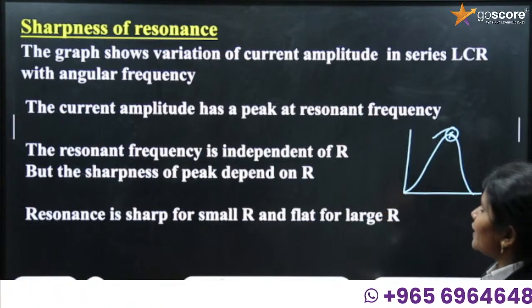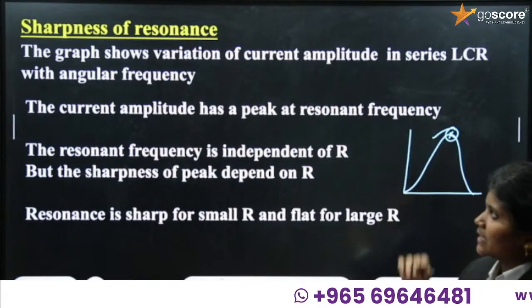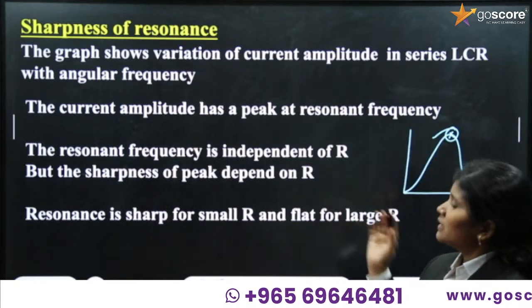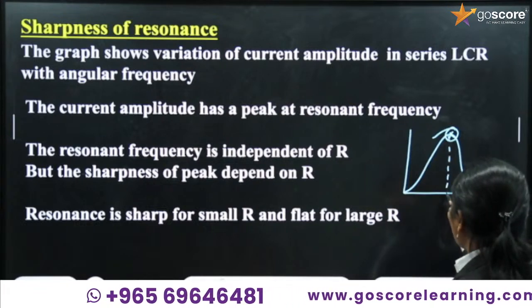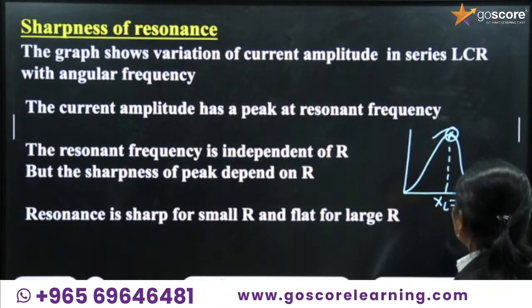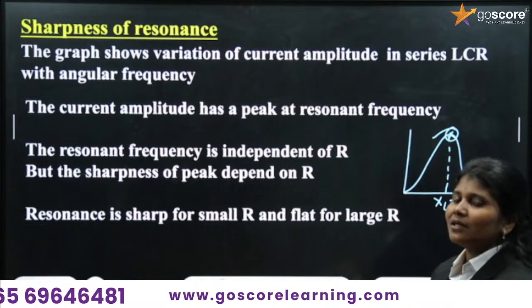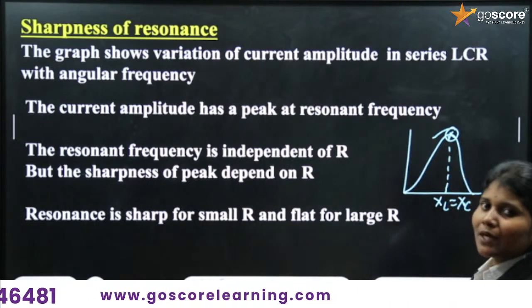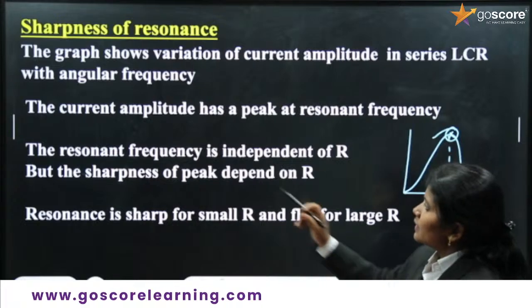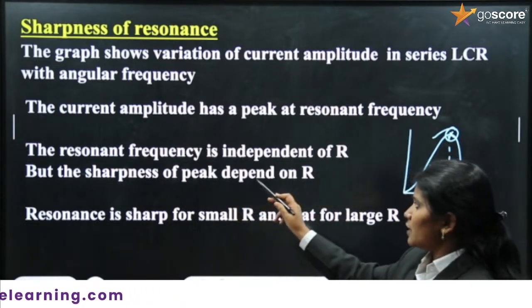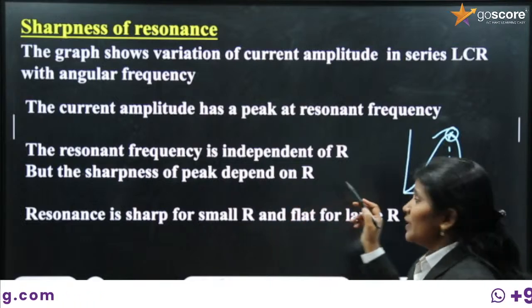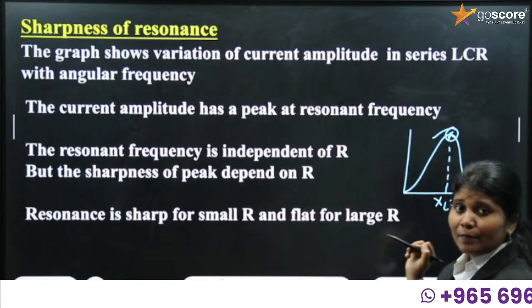The graph shows variation of current amplitude in a series LCR circuit with the angular frequency. The current amplitude has a peak at the resonant frequency. At this point we are getting the maximum value. What is the condition here? Capacitive reactance is equal to the inductive reactance. The resonant frequency is independent of R, but the sharpness of the peak depends on R.